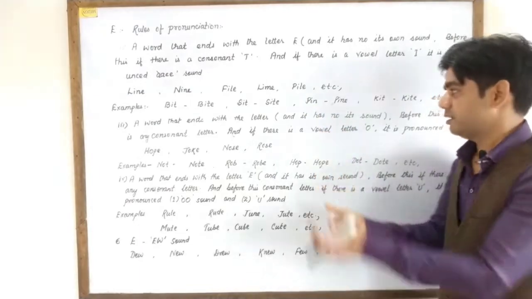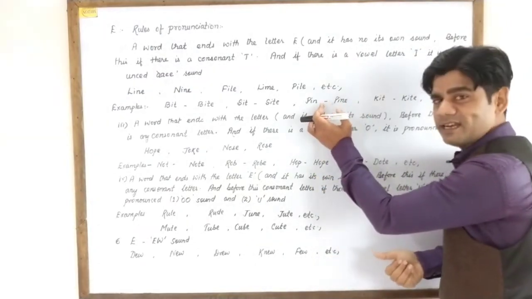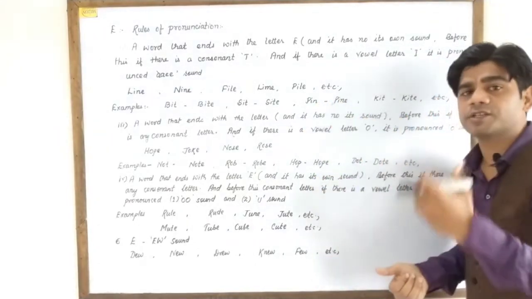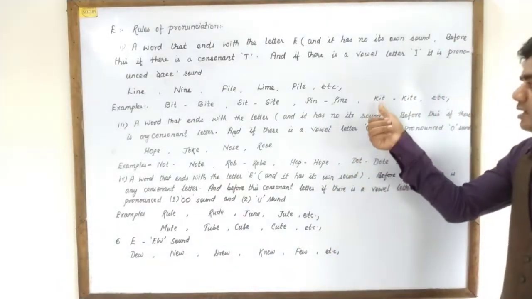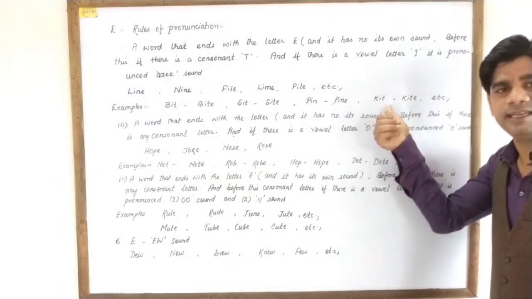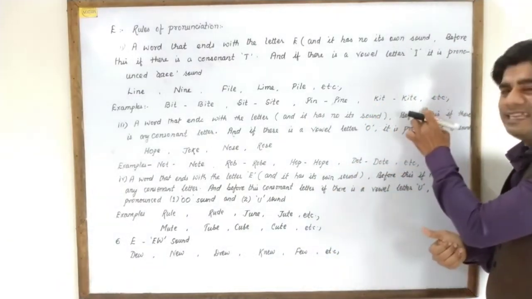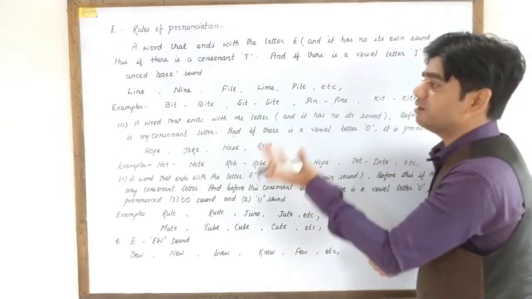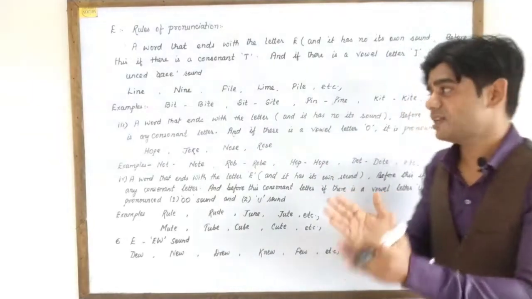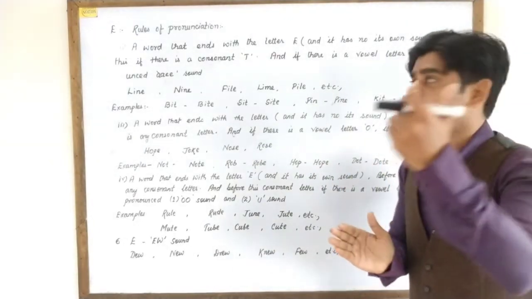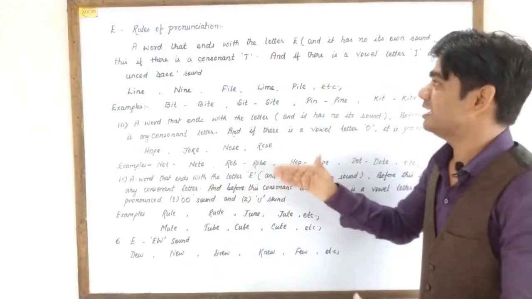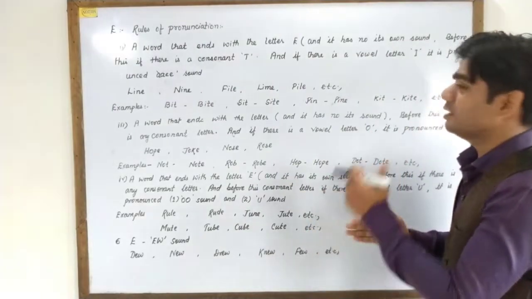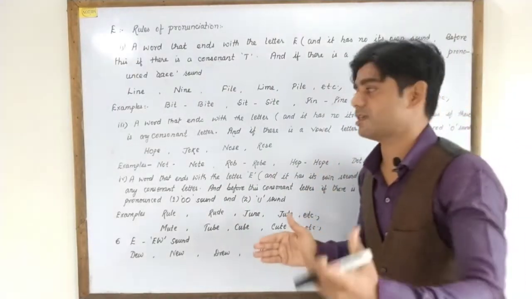Now P-I-N, pin. If you add E at the end of this word, it will be: pine. Now K-I-T, kit. If you add E, it will be pronounced: kite. So there are some words that end with the letter E, and it has no sound of its own. If there is a consonant letter before that E, and a vowel letter I before that, it will be pronounced with the I sound.